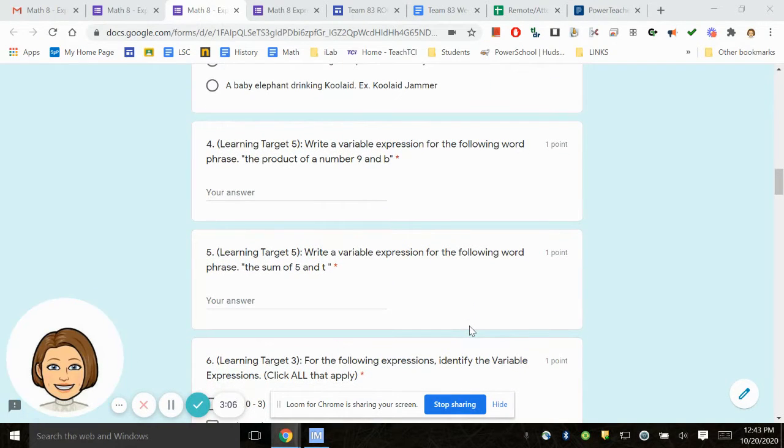Number 4, write a variable expression for the following word phrase: the product of a number 9 and B. Make sure you do not add spaces. Number 5, write a variable expression for the following word phrase: the sum of 5 and T. Again, no spaces, and make sure you use lowercase letters.